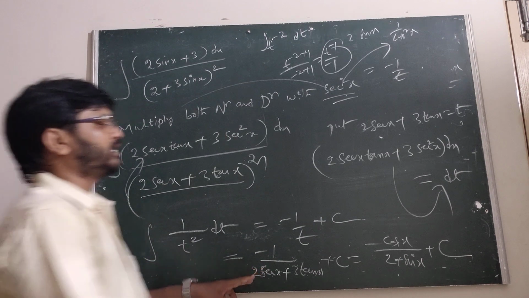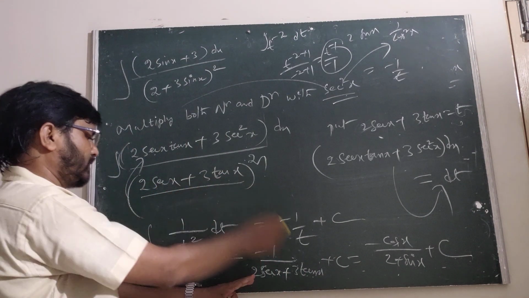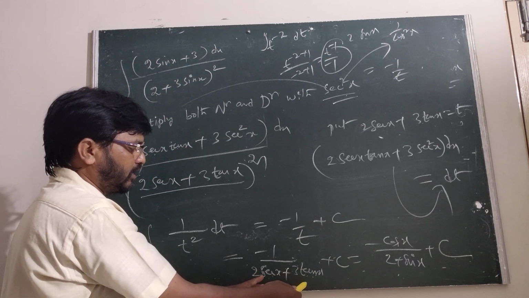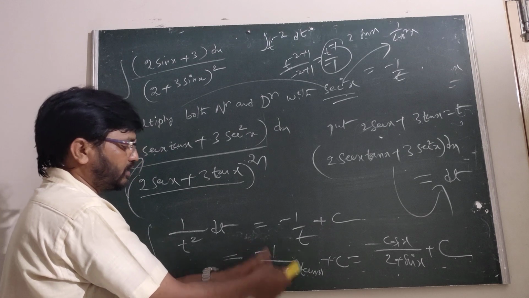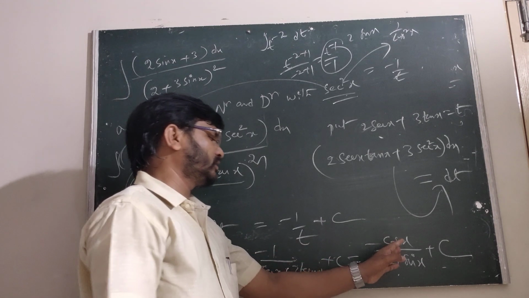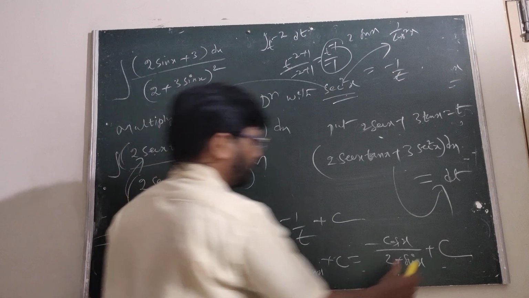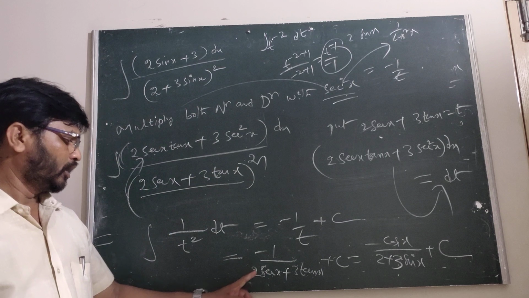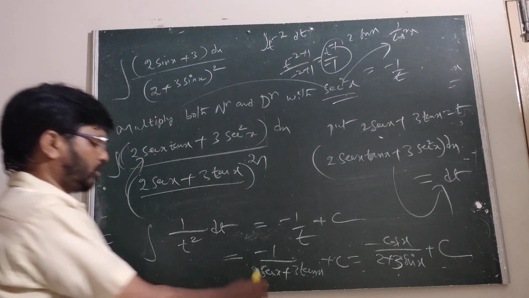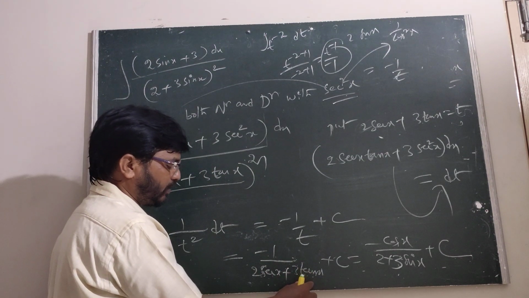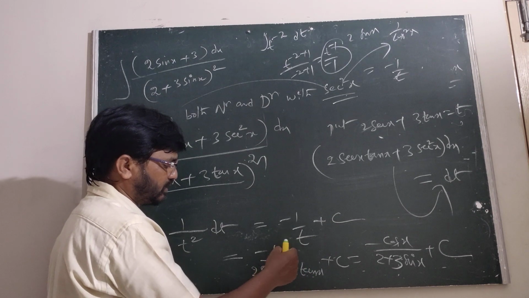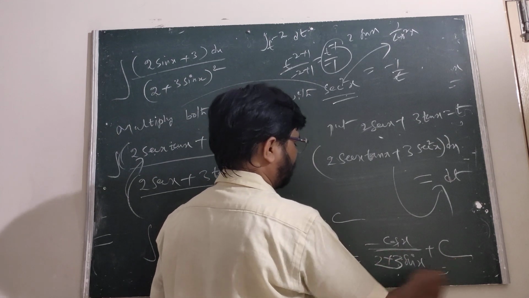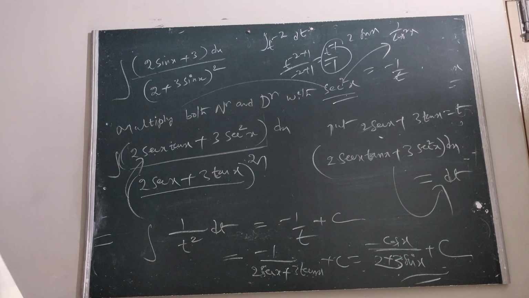Where t is, what is the t here? 2 secant x plus 3 tan x. Secant is the 1 by cos, tan is the sin by cos. We are taking the LCM is cos x. Cos x is sending to the up. Minus cos x upon 2 plus 3 sin x. Is it okay? Therefore, 2 by cos x, 3 sin x by cos x, cos x is the LCM, that is sending to the numerator. Minus cos x upon 2 plus 3 sin x plus c. Is it okay? Right.